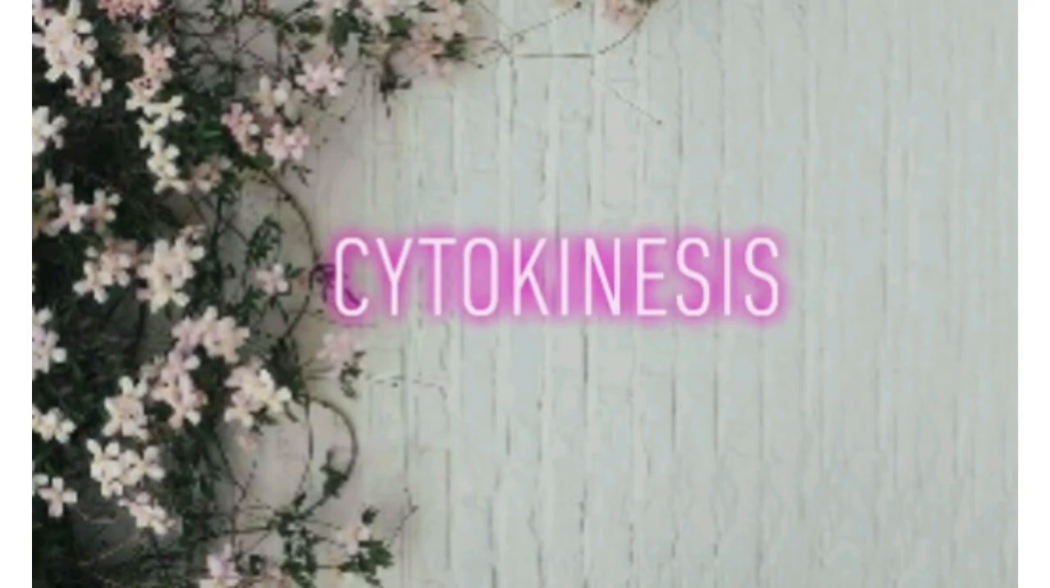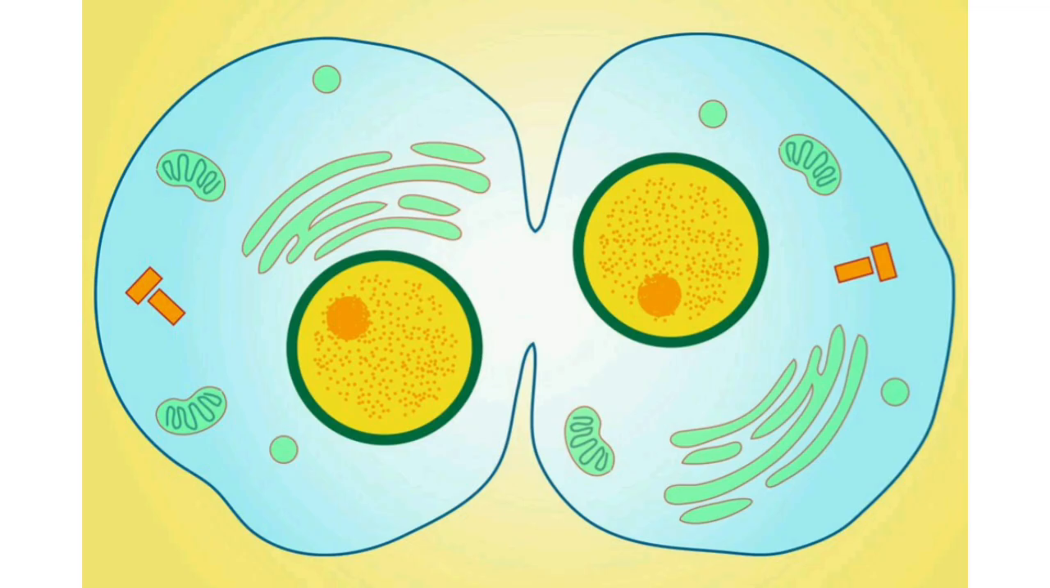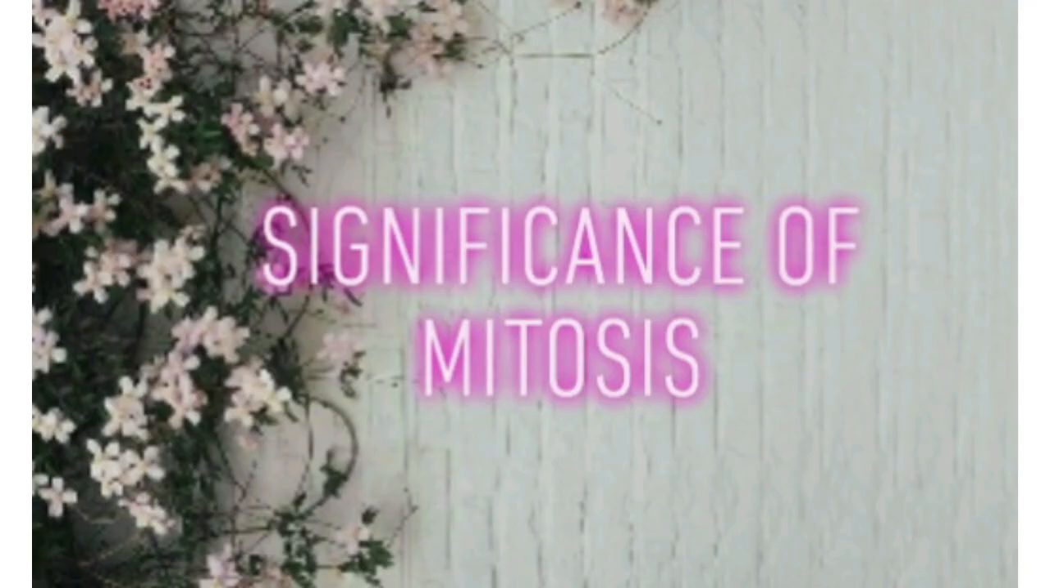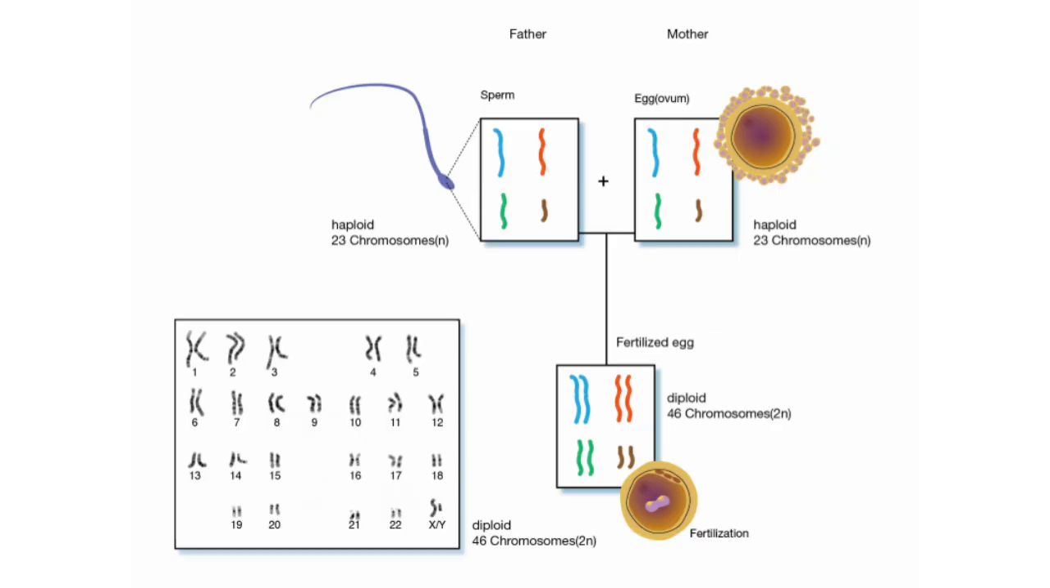Now let us pass on to cytokinesis. The division of the cytoplasm into two daughter cells by constriction of the cell membrane is called cytokinesis. Now let us pass on to the significance of mitosis. This equational division results in the production of diploid daughter cells. What do you mean by diploid daughter cells? Diploid means 2n number of chromosomes. Haploid means n number of chromosomes. It also gives equal distribution of genetic material.